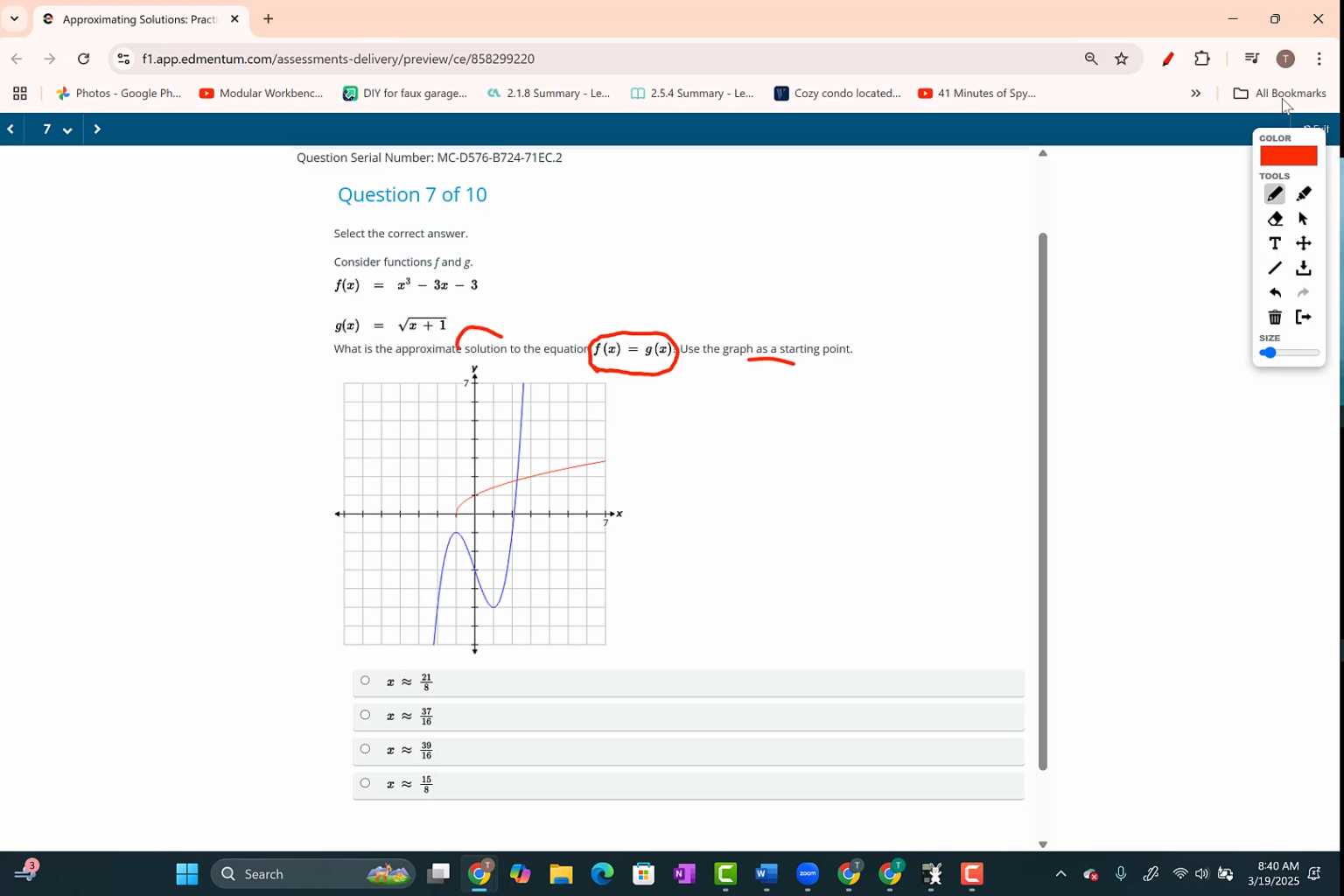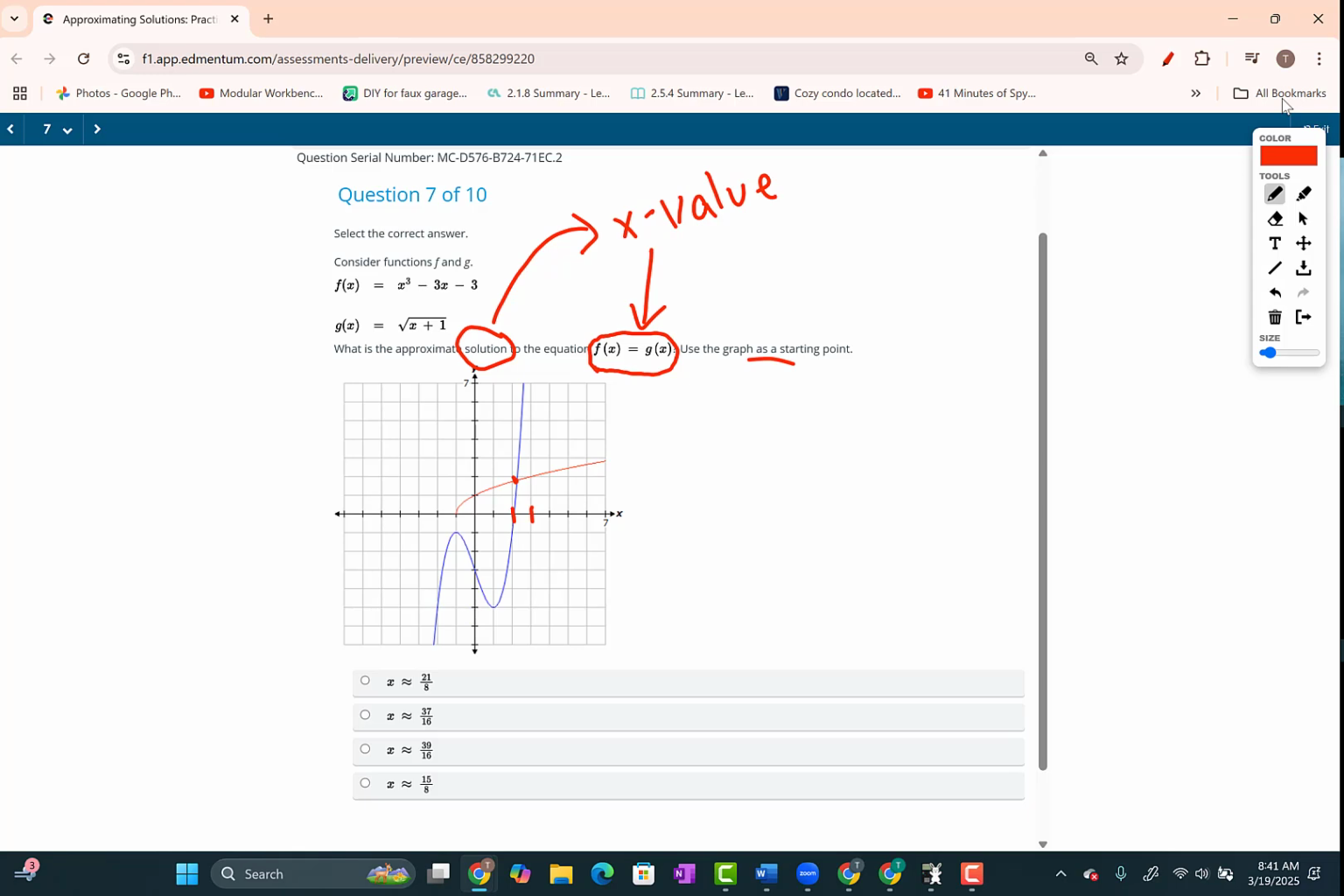So remember, when it says approximate solution, this means we are looking for the x value that makes the two equations equivalent. So graphically, when we look at the graph, we're looking at the point where they intersect right there. So you've got to decide, okay, what is that x value? Well, it's somewhere between 2 and 3. But as we look at the four choices, we get fractions. Then I'm guessing all of those fractions are in between 2 and 3.